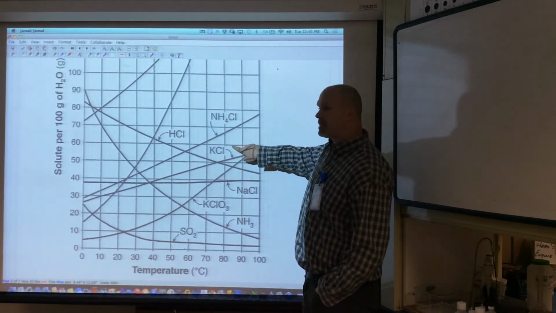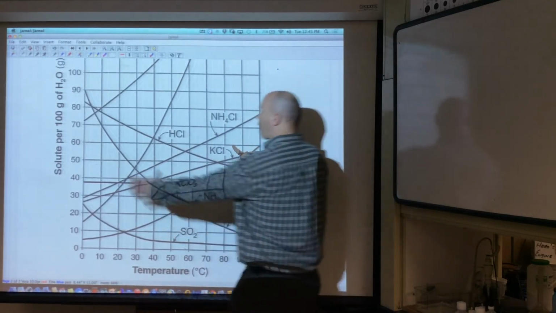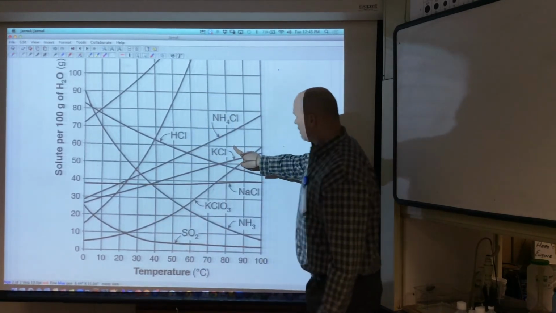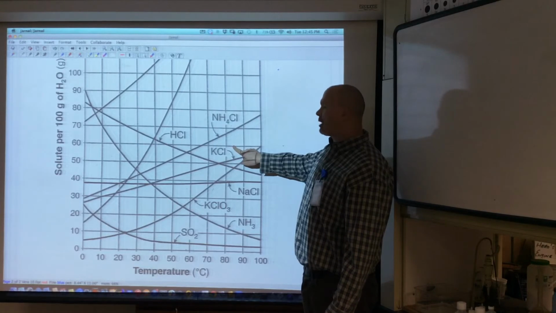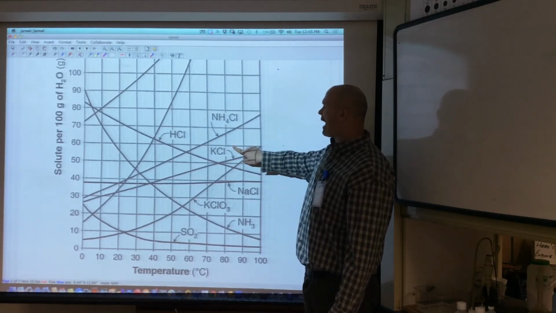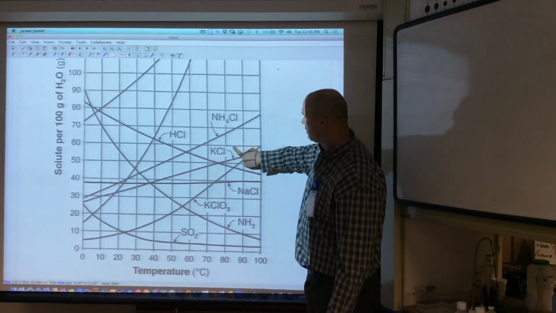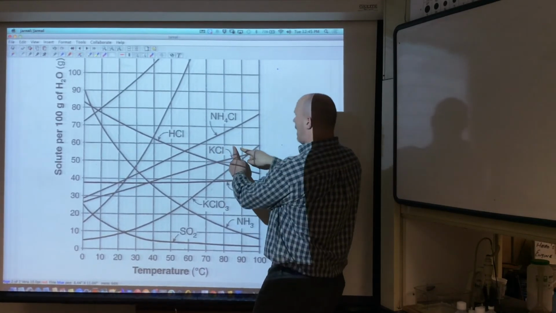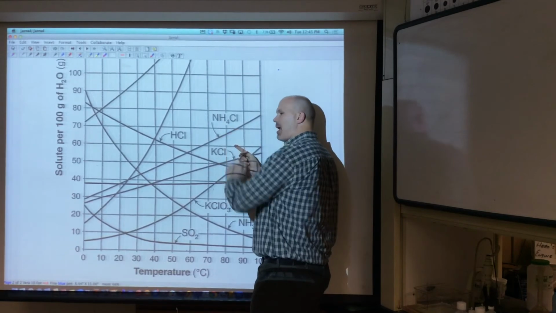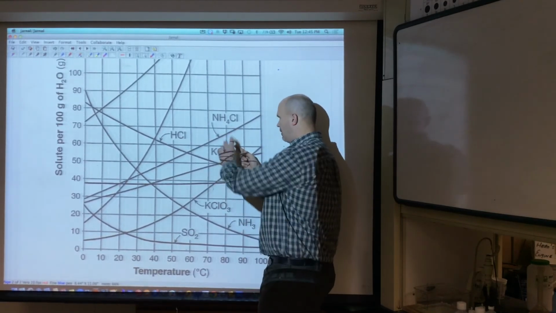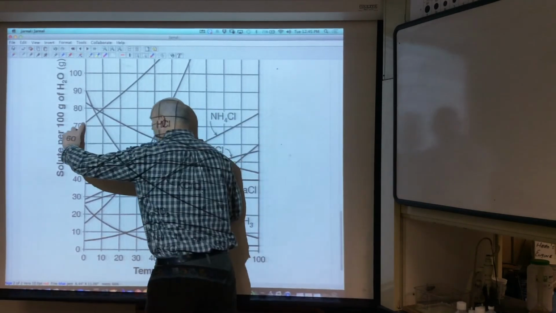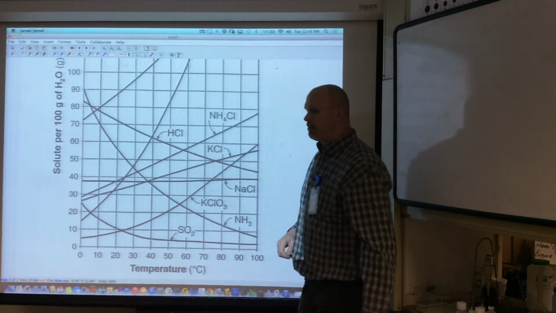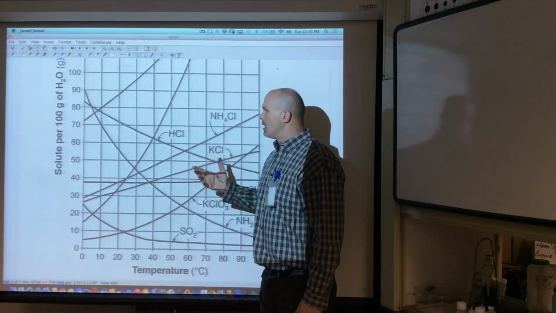Okay, now what if I'm here? What if I have 60 grams? Remember, this is the grams of the substance and 100 grams of water. If I have 60 grams of it, how many grams do I have to add to make it saturated? So I have 60 grams of ammonium chloride at 85. How many grams do I need to add to make it saturated? 10. Okay?